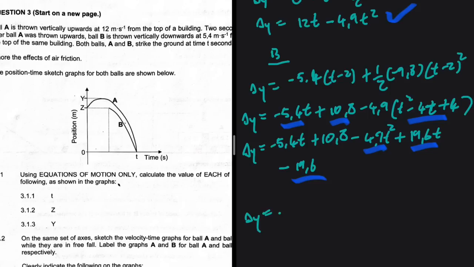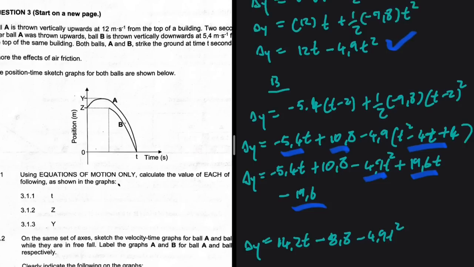So delta y, let's add the like terms. Minus 5.4 plus 19.6, right? That gives me 14.2. So we have 14.2t, and then 10.8 minus 19.6 minus 8.8, so minus 8.8, and then minus 4.9 t squared. It does not have a like term, so minus 4.9 t squared.